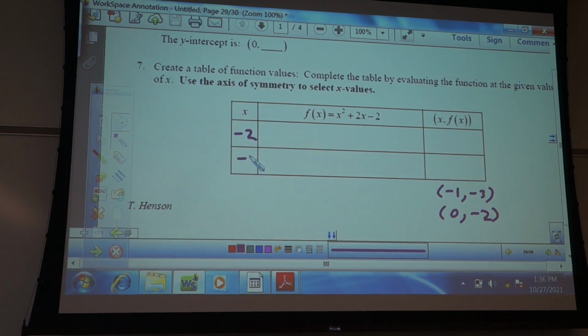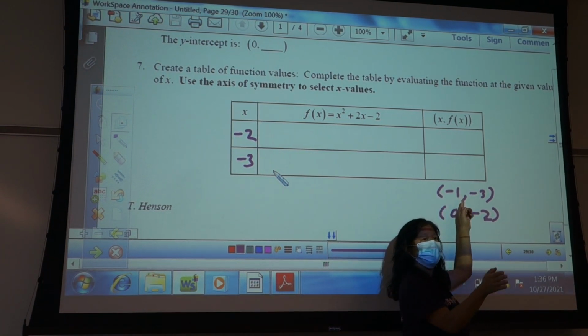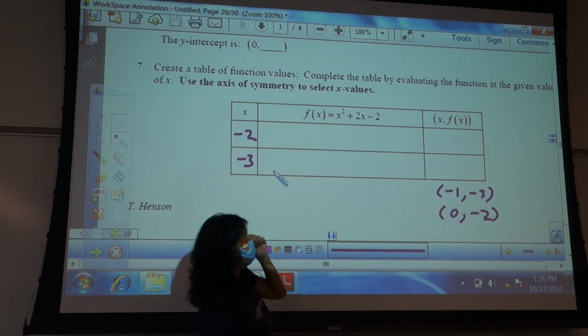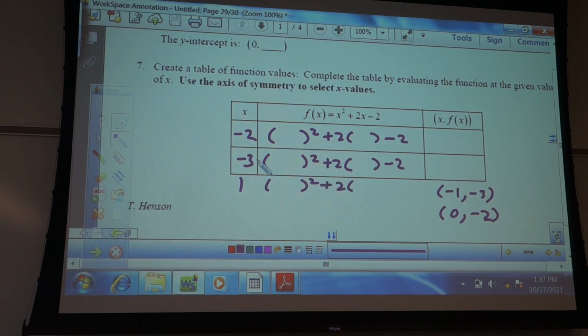So I want to pick those ones. -2, -3. And if I go forward from -1, I get 0, and forward one more is 1. I already have 0, so I'll go with 1 as well. So those are the ones that you want to do. If I plug these in, we'll do this blank squared plus 2 times blank minus 2. All of them are going to be like that. What goes inside? Your x. Toss your x in: -2, -3, 1. Find what you get.